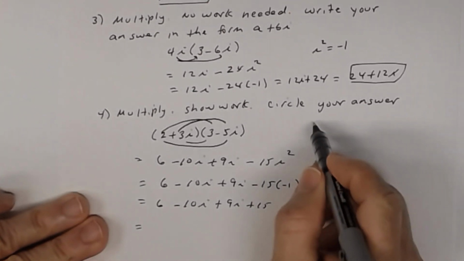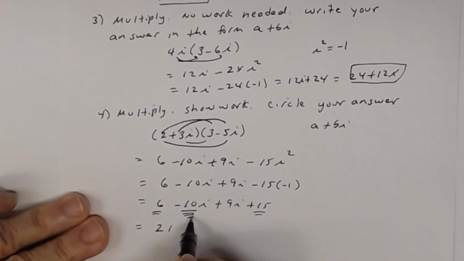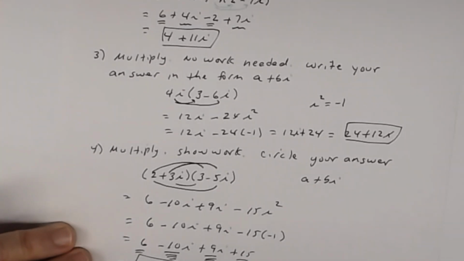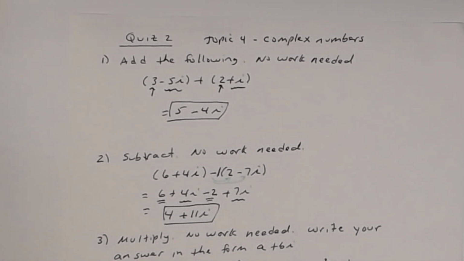and then put in the form a plus bi. So we get 6 plus 15 is 21. A negative 10i and a positive 9i is a negative i. And there's your answer. All right, so that is the key to quiz number 2, topic 4.